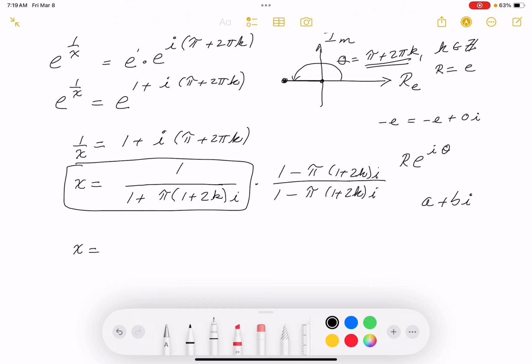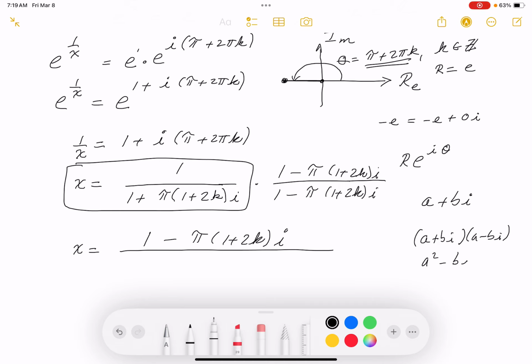And I'll do that right now. And what are you going to get? On top, you get 1 minus pi, 1 plus 2k, i. That was pretty easy. And then what do you get in the bottom? Let's take a look at that. These are conjugates. I want to point out what I mean by conjugate. If I have a plus bi and a minus bi, if I multiply that, I get a squared, and then the minus abi plus abi disappears. You get minus b squared i squared, which really translates to simply a squared plus b squared.